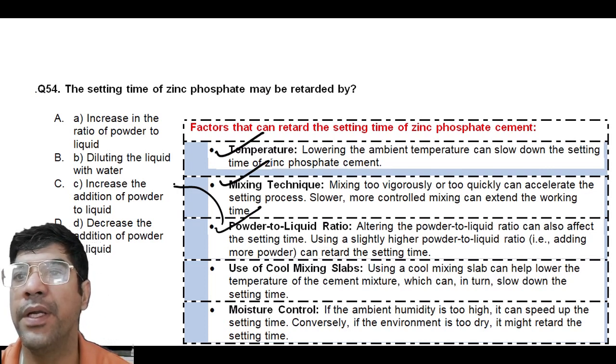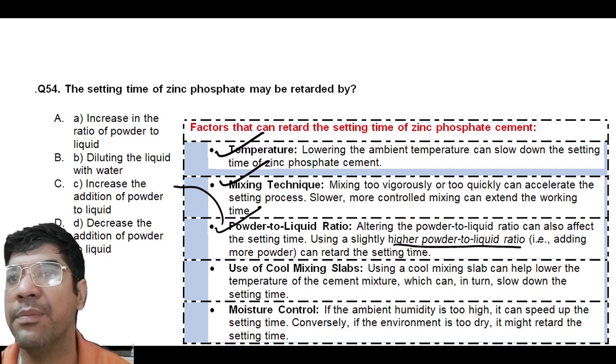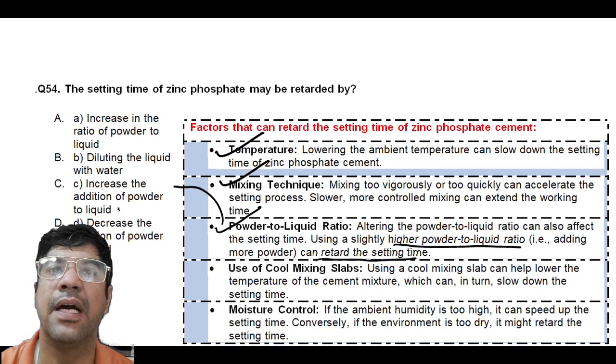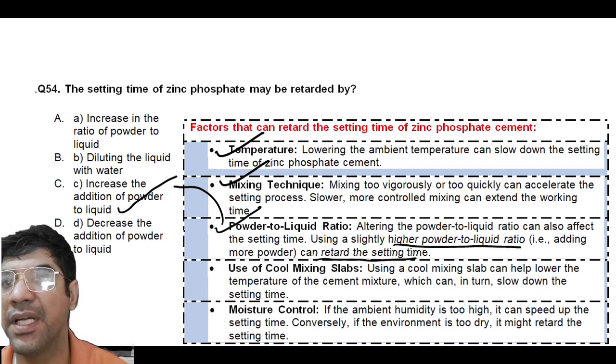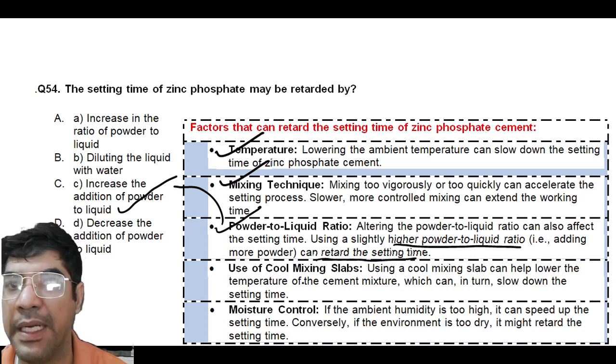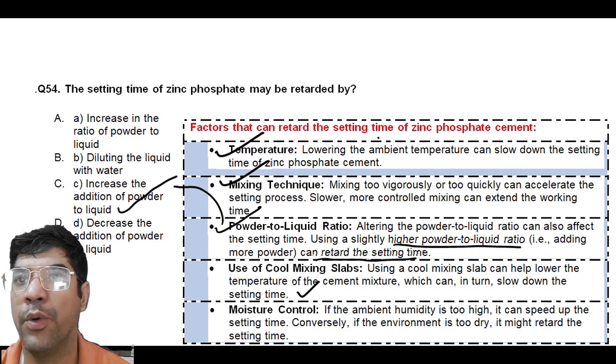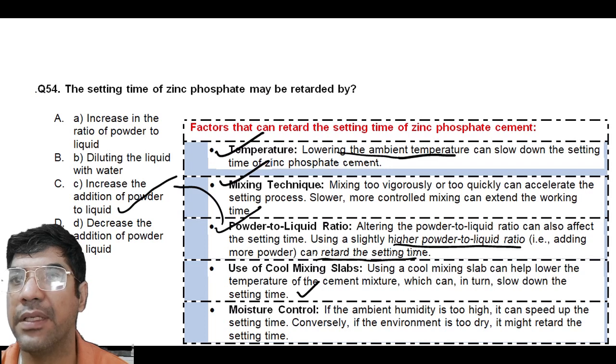So altering the powder to liquid ratio can affect the setting time. A higher powder to liquid ratio, that means adding more powder, can retard the setting time. So increasing the addition of powder to liquid will be the answer here. Other methods are the use of a cool glass slab. It can lower the temperature, that can slow down the setting time. So lowering the temperature can slow down the setting time of zinc phosphate cement.